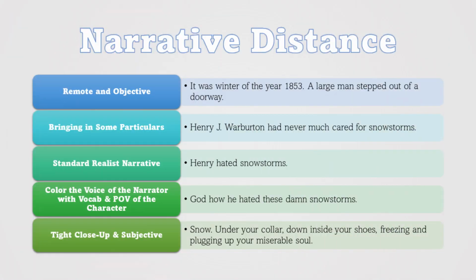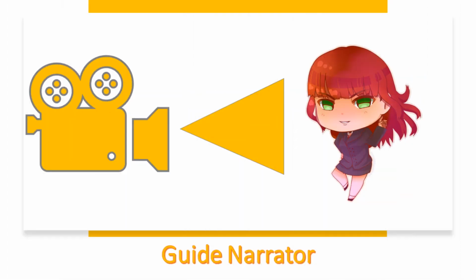Narrative distance describes the perceived space between a novel's narrator, the reader, and the story's events. John Gardner broke it down to 5 different levels. I'm going to simplify these 5 to 2 variants: guides and filters. A guide narrator is an external perspective, such as an omniscient narrator or a first-person retrospective narrator.